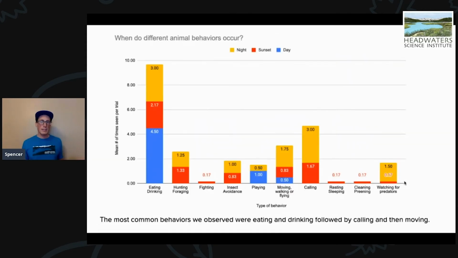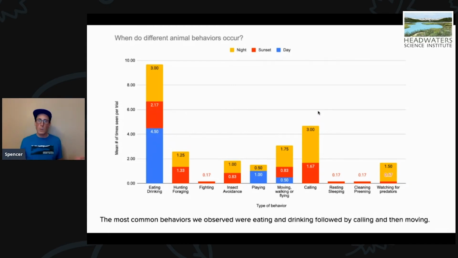So the last thing that we have to graph is how did different types of animal behaviors change between the night, the sunset, and the day? As you can see here in this first column, the most common behavior that we saw was eating or drinking. We saw animals doing this all the time, and if we saw animals doing any one thing, it was probably this.